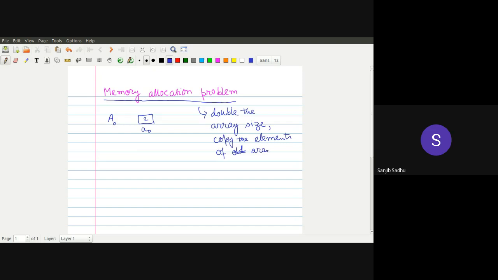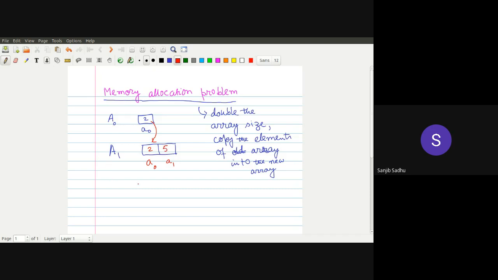You can think of it like this: copy the array into the new array. Although we are not creating any new array, you may think that these are different. Suppose this is a new array A1. Actually, I have doubled the array size, and I am storing it here. Means 2 will be copied to here. So this is A0, and this is A1, and here you can store some new element 5.